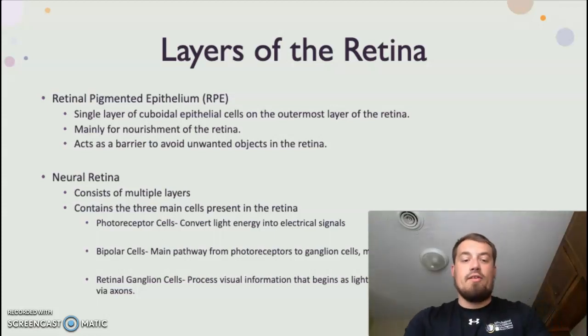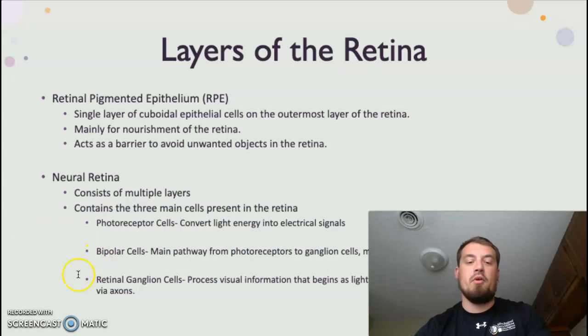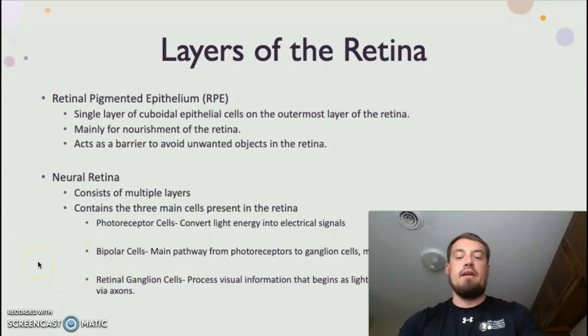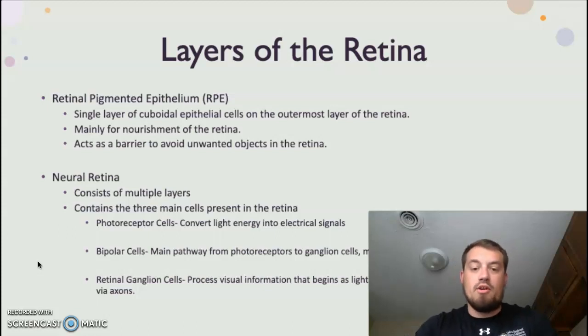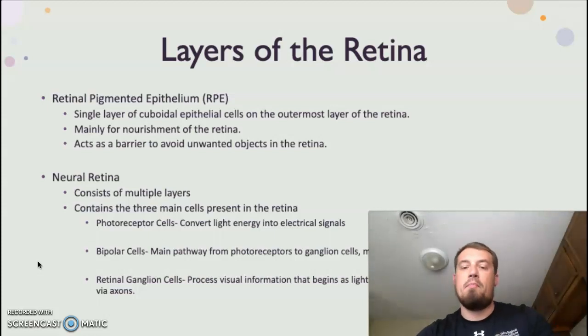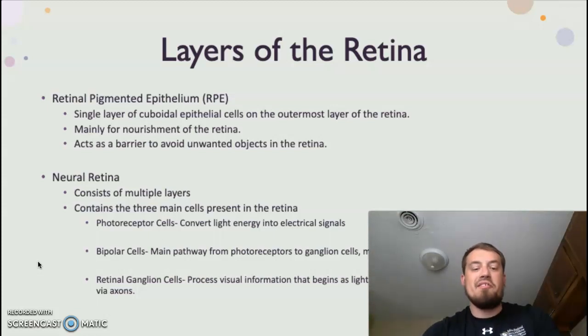The second layer is the neural retina. This consists of multiple layers. The 3 main cells present in the retina are the photoreceptor cells, which convert light energy into electrical signals, the bipolar cells, which are the main pathways from the photoreceptors to the ganglion cells, and this is the most direct path for input and output signals. And then the retinal ganglion cells. These process the visual information that we see that begins as light, and they transmit that information to the brain via axons.